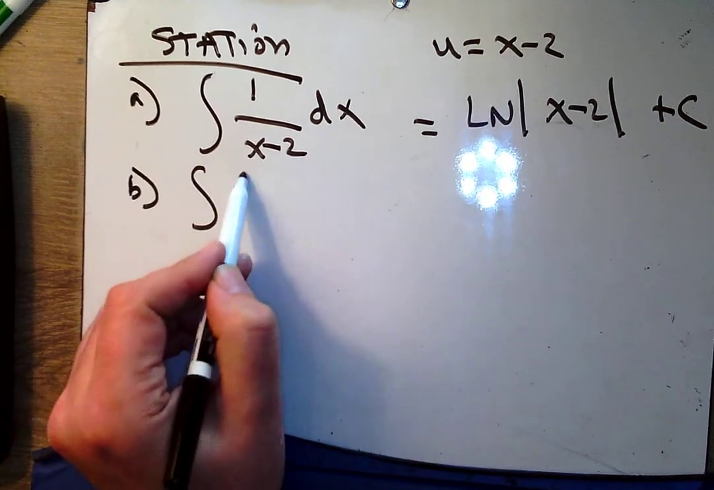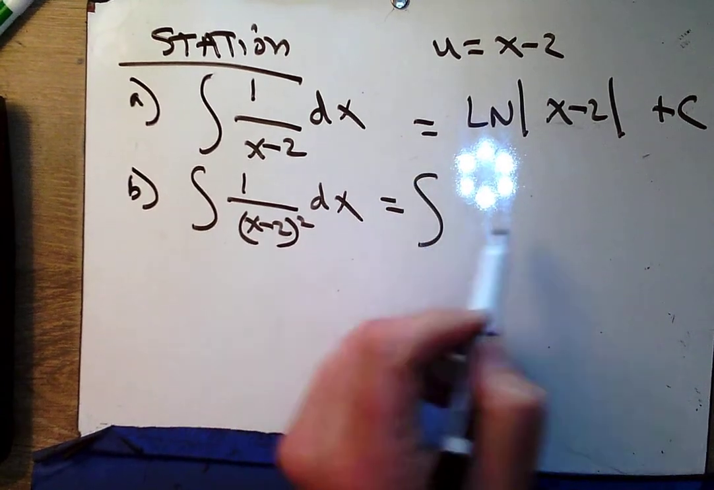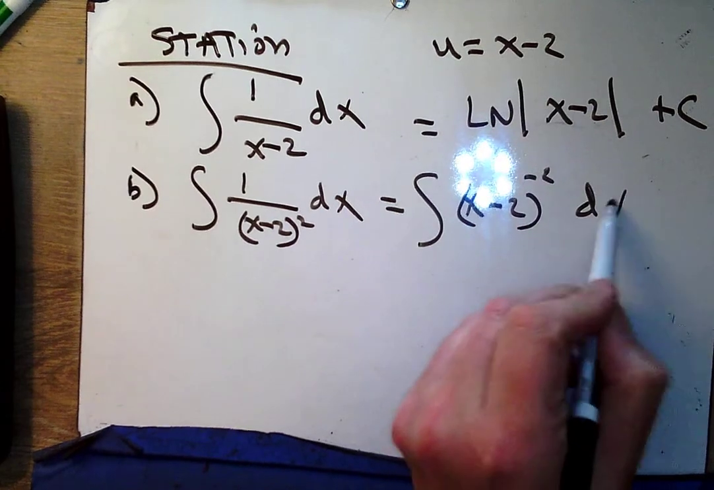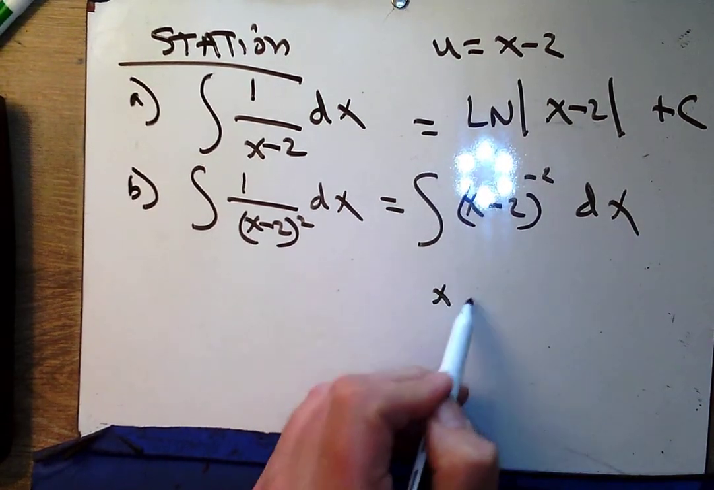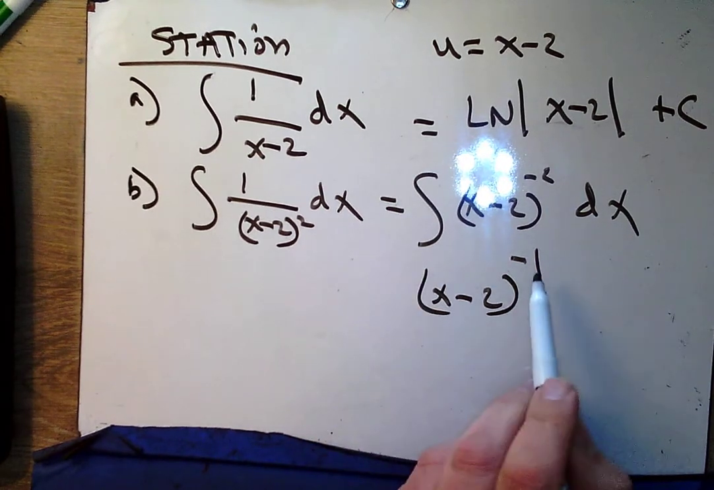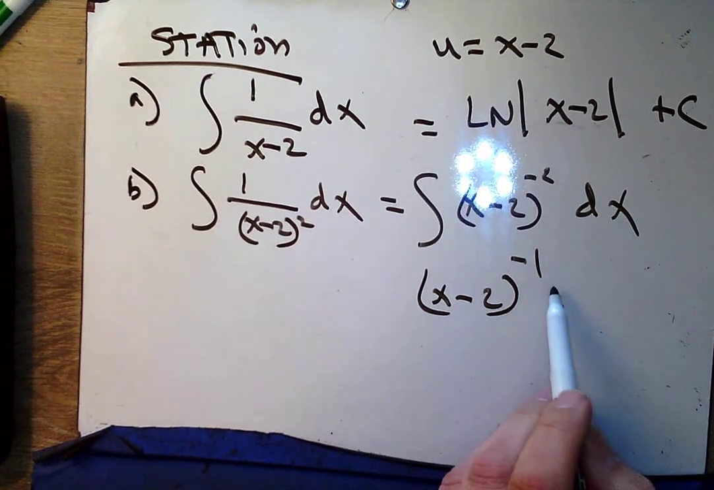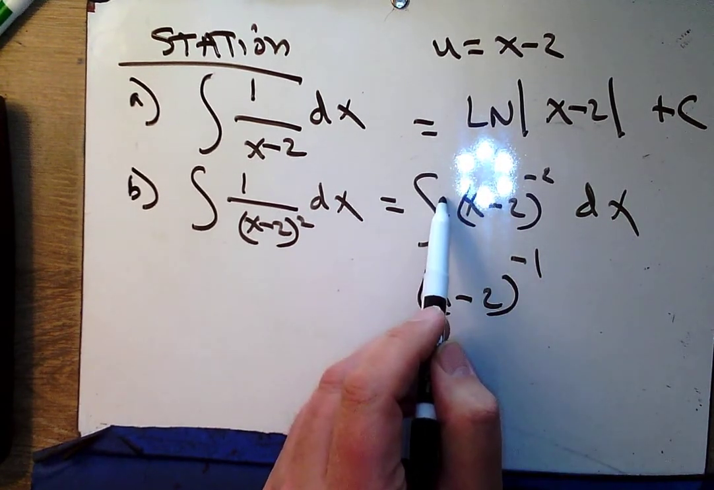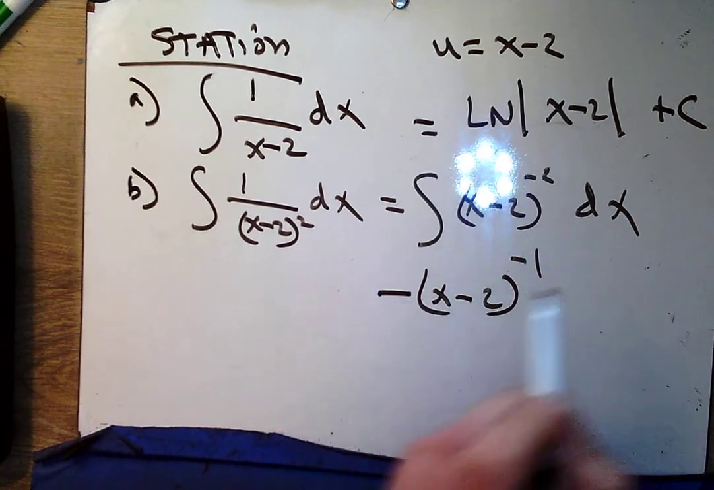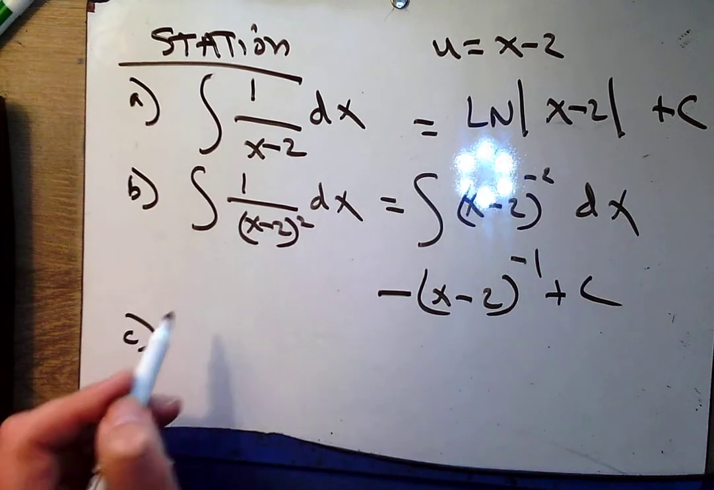says 1 over (x minus 2) squared dx. Well, that's the same as (x minus 2) to the -2 dx. So the antiderivative here, (x minus 2) to the -1, because I added 1 there. But if I take the derivative of this and bring down that -1, subtract 1 to make -2, I don't see a negative here. So there must be something present in the original function. So when I bring down that negative, negative times negative becomes that positive. Don't forget the plus c.